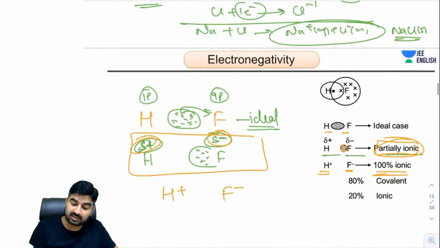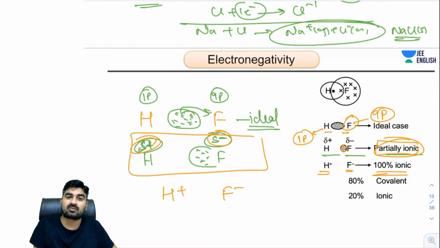But when I am taking hydrogen and fluorine, I just told you here we have 1 proton and here we have 9 protons. So attraction will be more in this case, fluorine. So I will say Z effective will be high in this case. And if Z effective is high, it will attract electron to a larger extent. So why are electrons attracted more towards F? Because it has high Z effective.